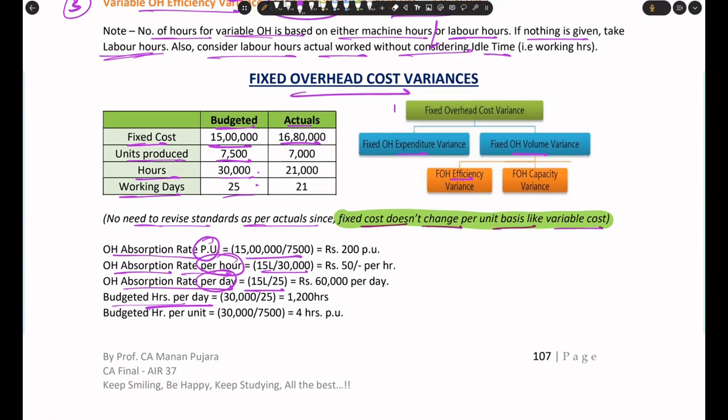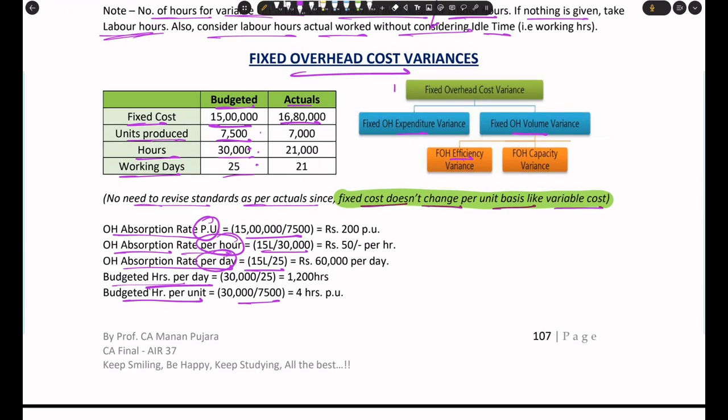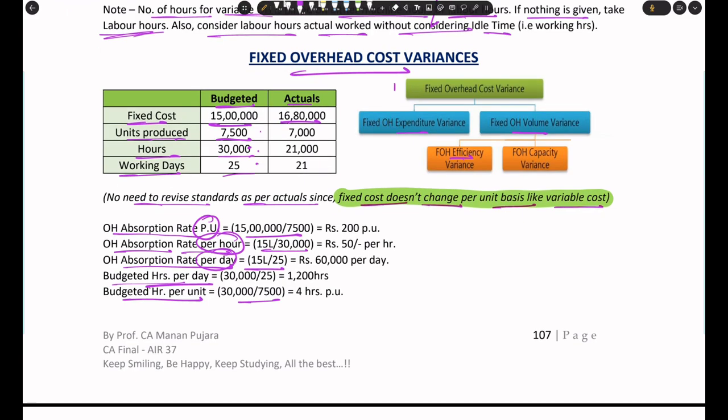Then next is the budgeted hour per unit. That is 30,000 divided by 7,500. The name is clearly showing what you have to calculate. Just remember the names, because it will simplify your way of solving the question in the exam. It will save your time and effort.